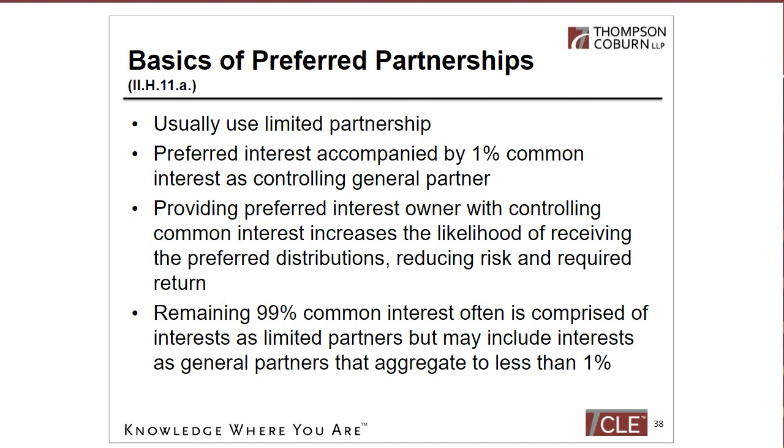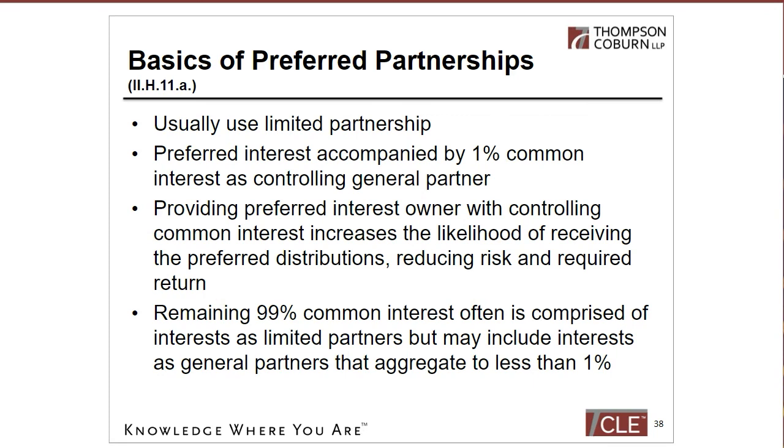Okay, so the preferred interest, I usually will accompany that by a 1% common interest as the controlling general partner. And that way, you're kind of stapling the control to the preferred return. And from a valuation viewpoint, if you have control over it, then the return is more likely to occur. So it's a less risky payment because you have control over the making of that payment. And so that can help reduce the required preferred rate.